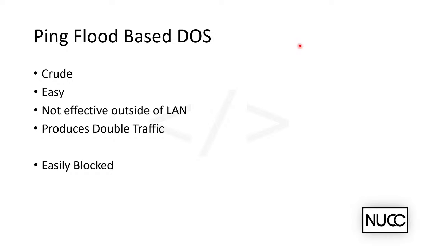Everything is named rather simply in this. So it is very, very crude. It is very, very easy. If you are doing it over the internet, it doesn't work very well at all. You have to be within the local network of the computer you are trying to attack. So this is great for testing on computers that you own that are sat right next to each other, plugged into the same switch. It produces double traffic, so it is quite effective if you are just trying to use up as much data as possible, but it is very easily blocked.